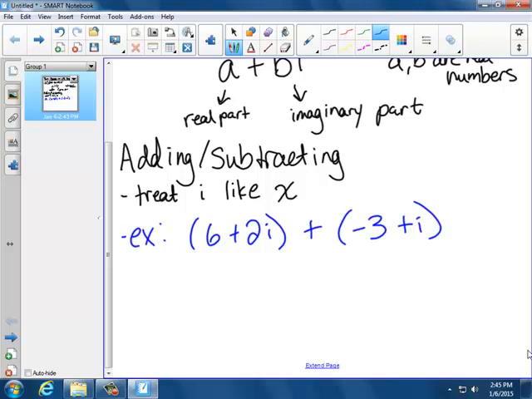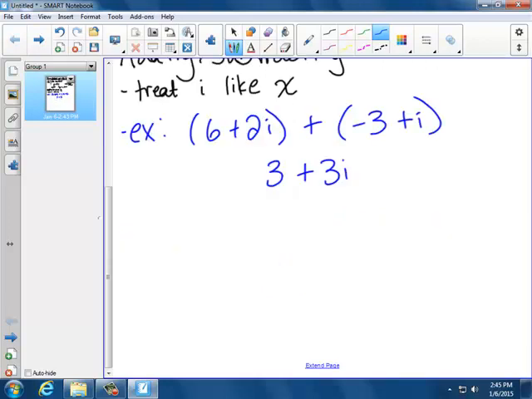We're going to add the real parts, 6 and negative 3, which is a positive 3. Add the imaginary parts, 2i plus i would be plus 3i. Just like combining like terms back when we started algebra.